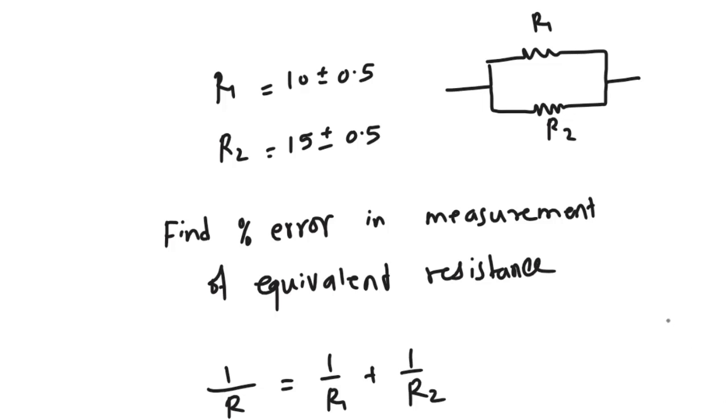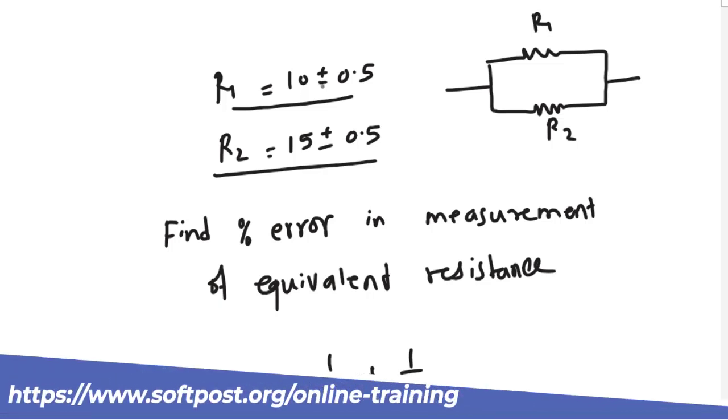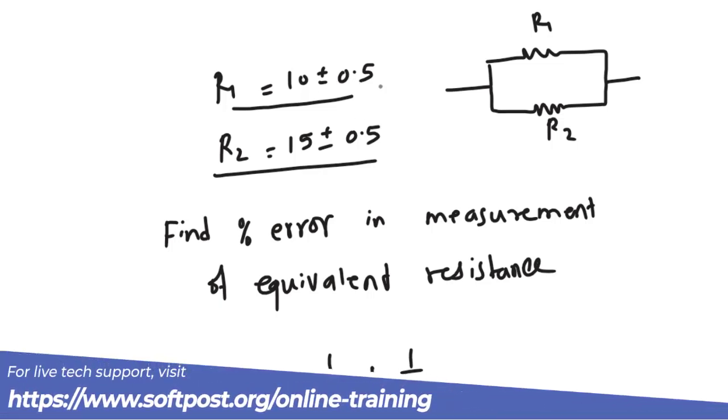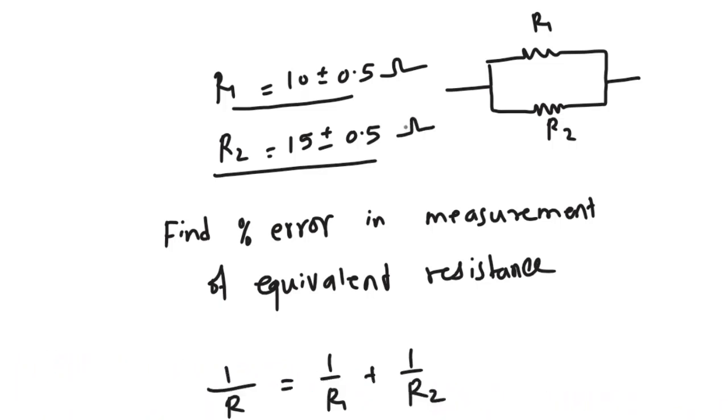बच्चों इस वीडियो में हम लोग ये प्रॉब्लम सॉल्व करेंगे. There are two resistances R1 and R2 that are connected in parallel and there is error in the measurement of R1 as well as R2. So you can see R1 is 10 plus minus 0.5 ohm and R2 is 15 plus minus 0.5 ohm. So what we have to find is the percentage error in the measurement of equivalent resistance.